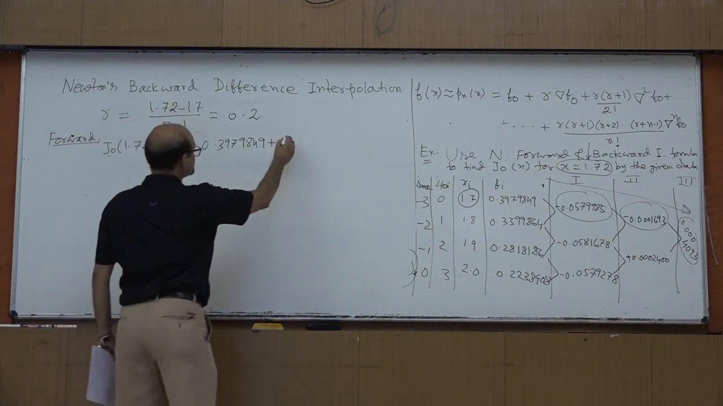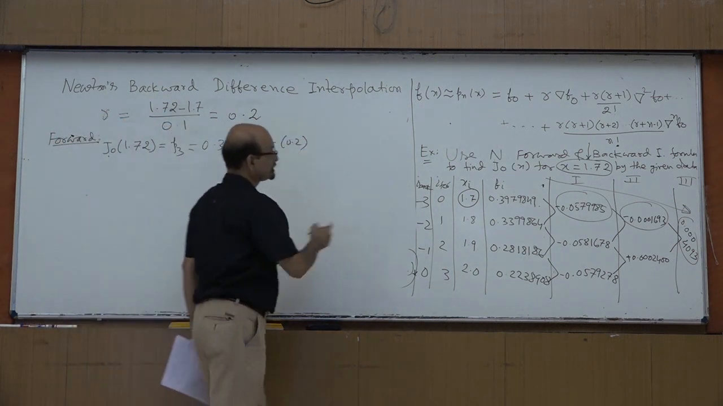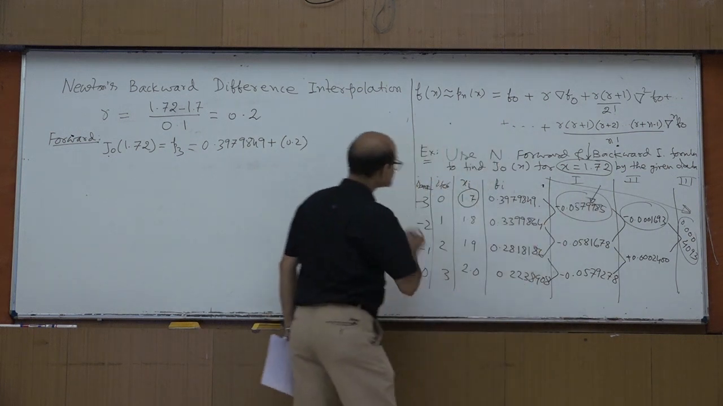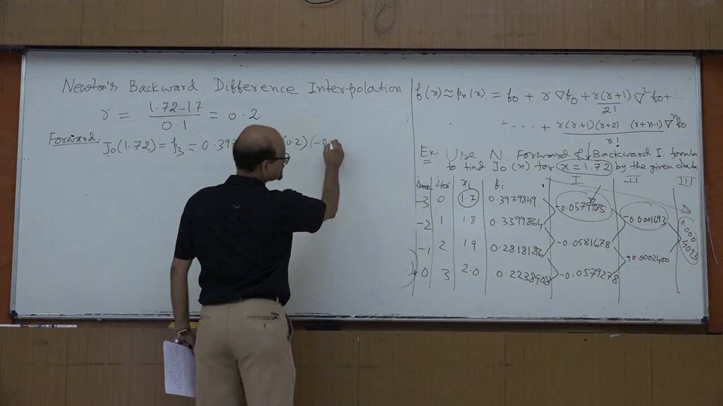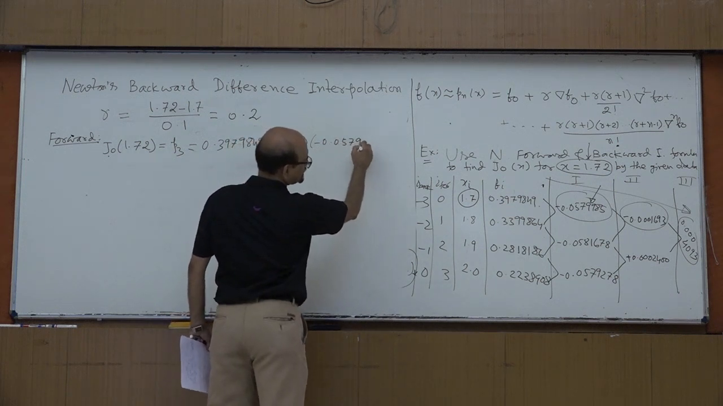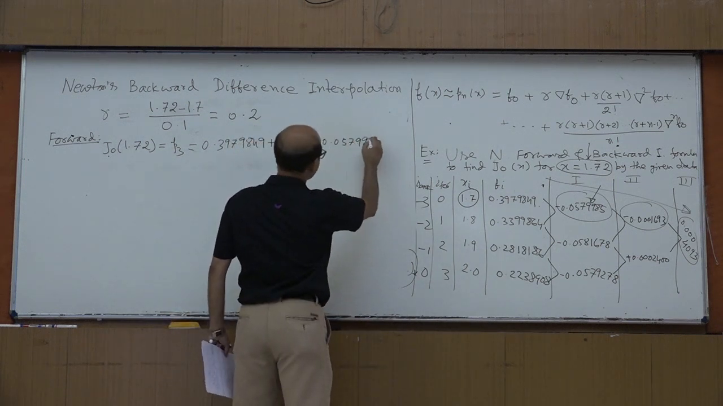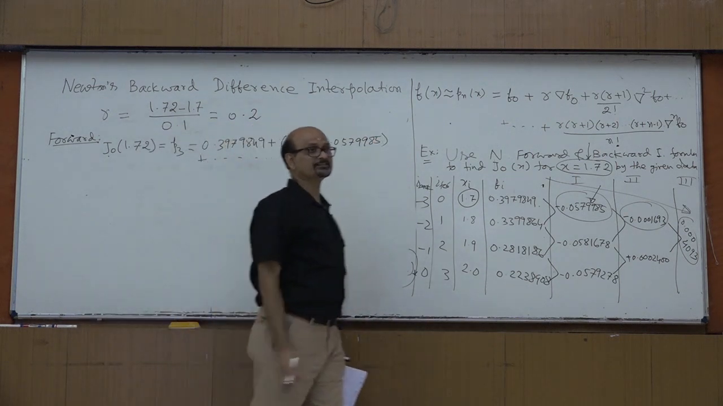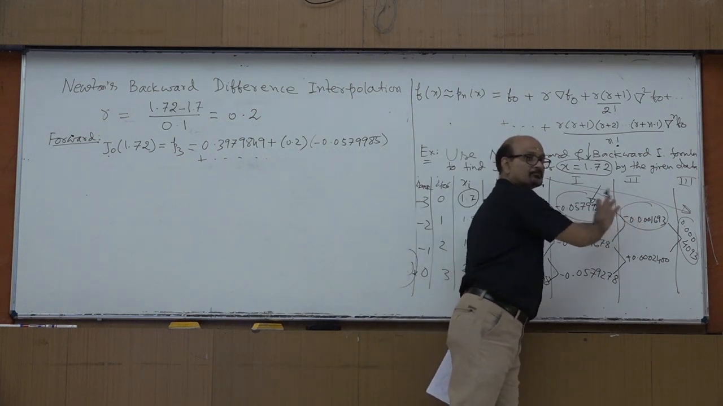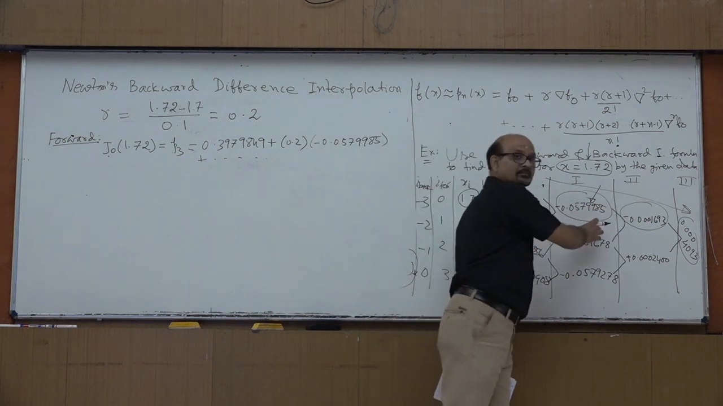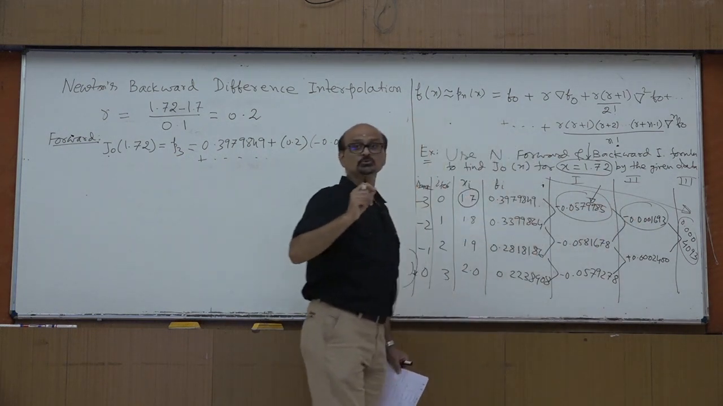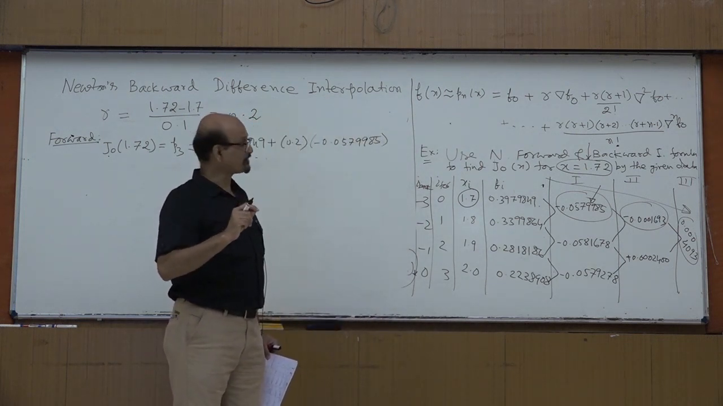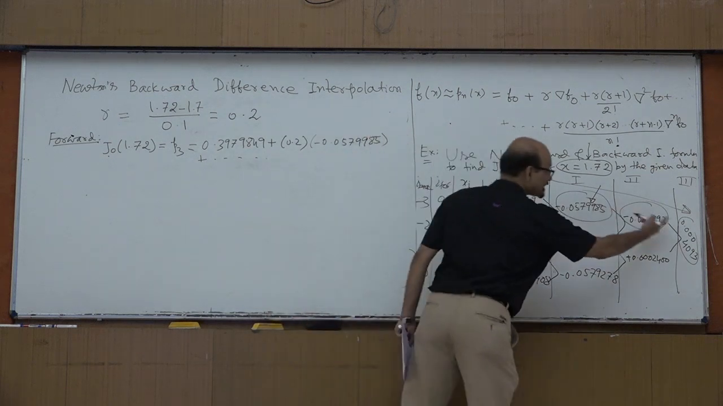R is your 0.2. Delta F naught is this, minus 0.0579985 and plus other terms up to here that I am not writing, you know, last class I have done. Okay, that will be R into R minus 1 into delta 2 F naught. Delta 2 F naught is this and up to third term.